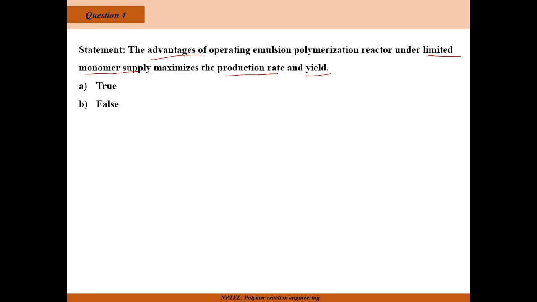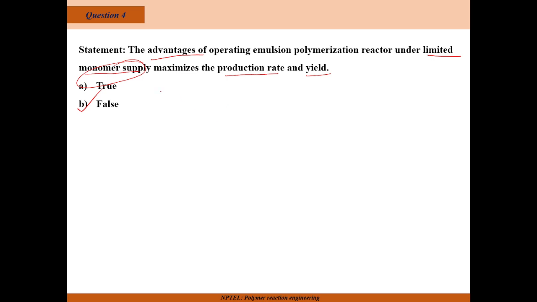Diversity under limited monomer supply maximizes the production rate. So will this limited monomer supply maximize the production rate? There I have a doubt, because when we have a limited supply, how will it? That is a wrong statement, I guess. So that particular part should be wrong. The answer is false.